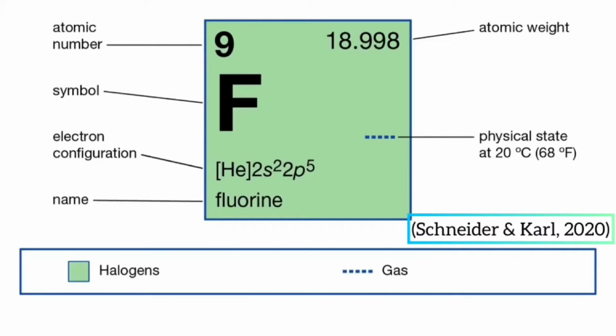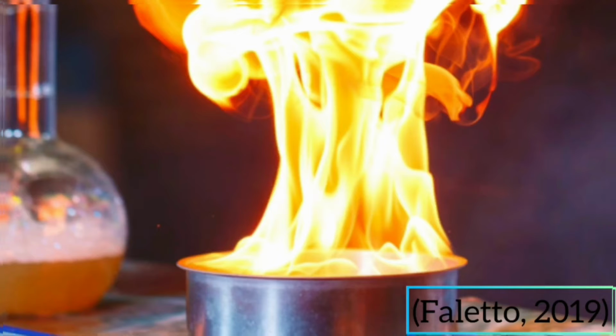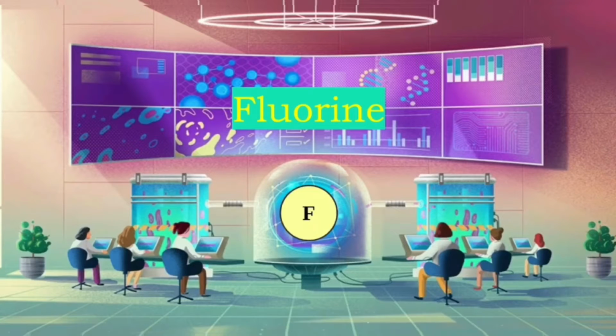Since we're on the topic of fluorine, why not get a quick fact about it? Fluorine is the most reactive substance in the periodic table, and it attracts electrons easily. With this in mind, let's get into the video in 3, 2, 1.